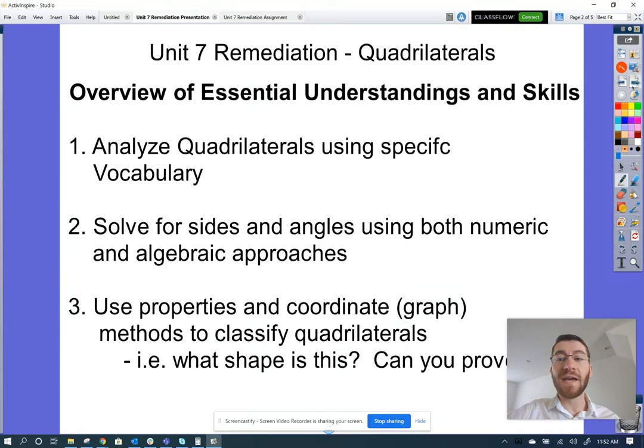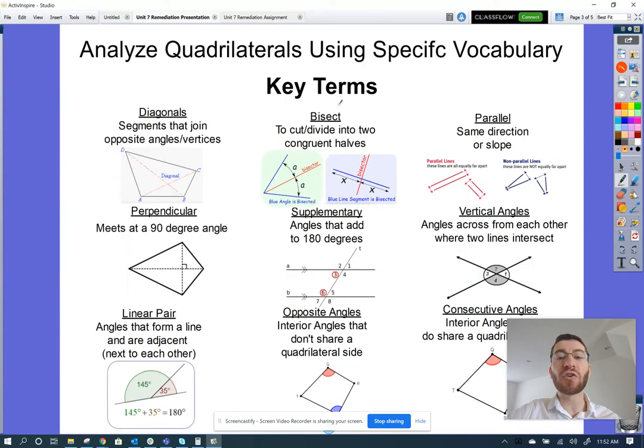All right, so let's look at some key terms, some vocabulary. Diagonals are the segments that join opposite angles or vertices. So it's these segments right here that join opposite angles. To bisect means to cut or divide into two congruent halves. So we have an angle bisector, that's a segment or ray that cuts an angle completely in half, and it makes both angles equal. And then we have a segment bisector, and that's a line that cuts a segment perfectly in half, and that makes these two halves equal.